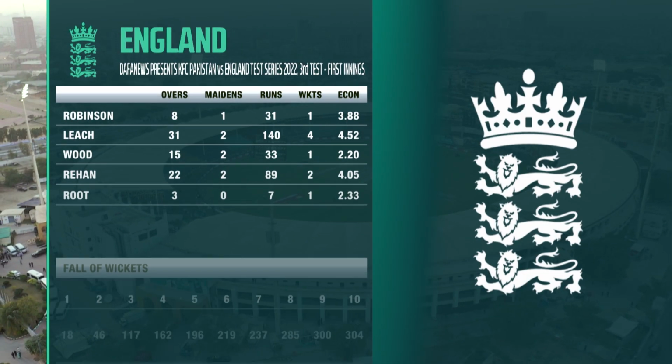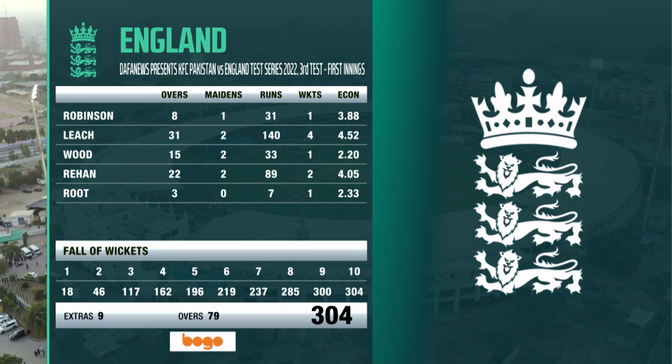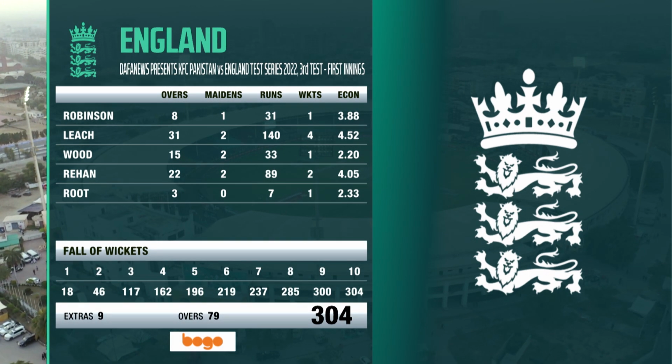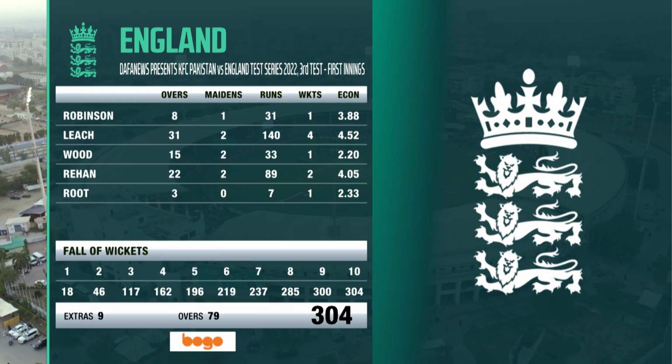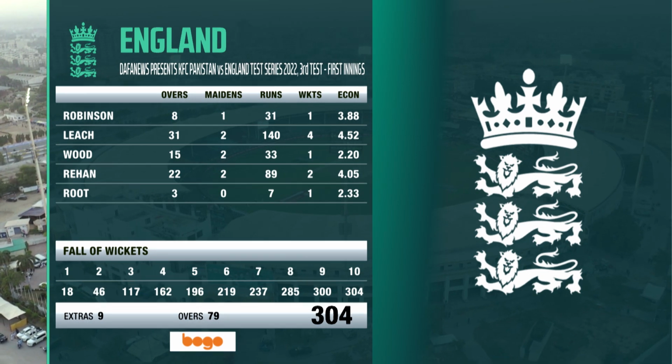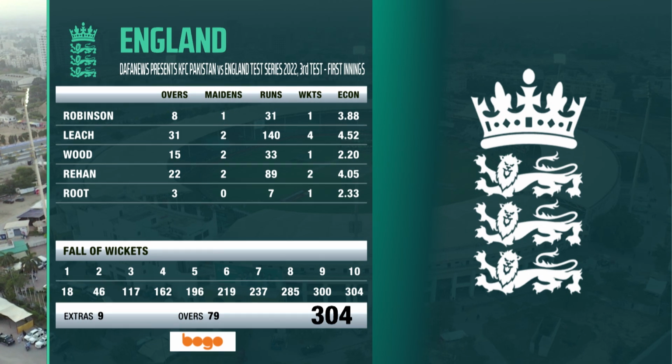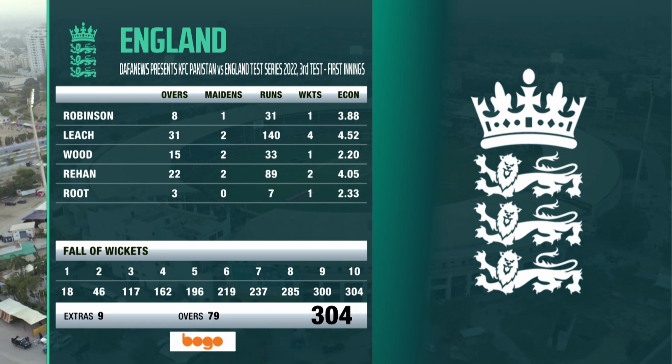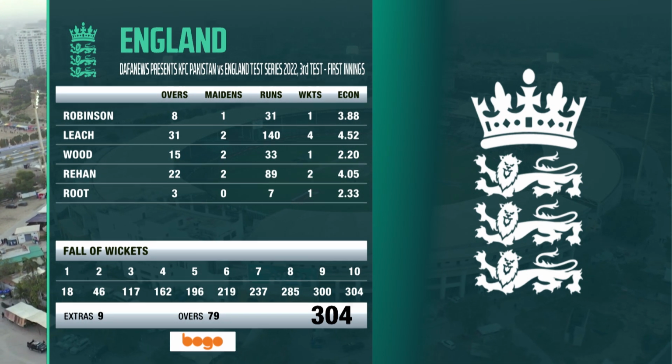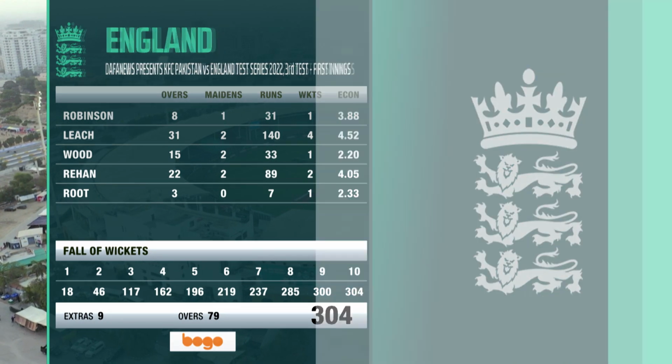Leach was once again brilliant with the new ball and later on got some turn with the older one as well. 4 wickets for 140 for Leach, 2 wickets for Rehan on debut for 89 runs, and a wicket apiece for Robinson, Wood and Root. England bowled out Pakistan for 304 in the 79 overs bowled on day 1.